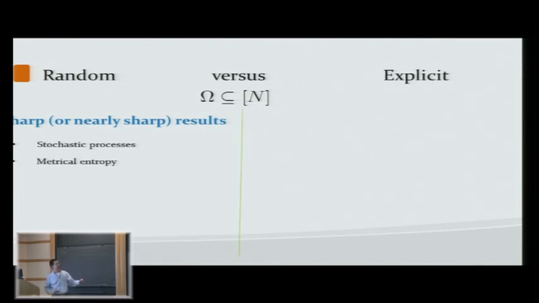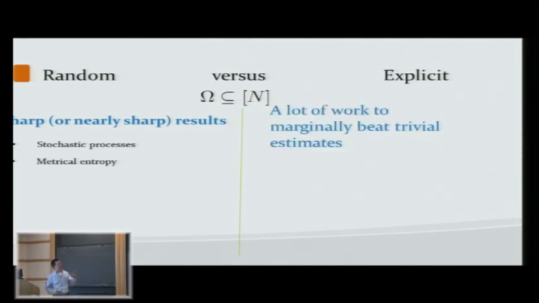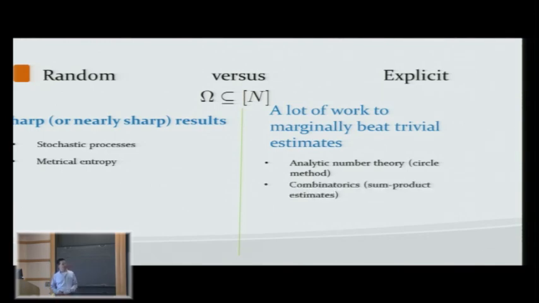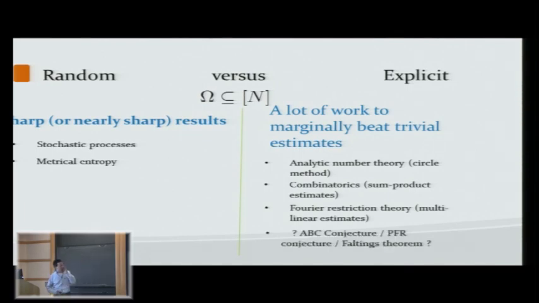On the explicit side, typically you're working with a subset of the trigonometric system in this case, and you basically do a lot of work to marginally beat trivial estimates. And here you need to draw from analytic number theory, such as the circle method, combinatorics, such as sum-product methods, and Fourier restriction theory. And then it seems like people think that the ABC conjecture, the polynomial Freiman-Ruzsa conjecture, and Faltings's theorem, and things like this are the tools you need to go further. So it seems like in the explicit regime, things are very, very difficult. And so I want to talk about three problems of this form that have different flavors to them.